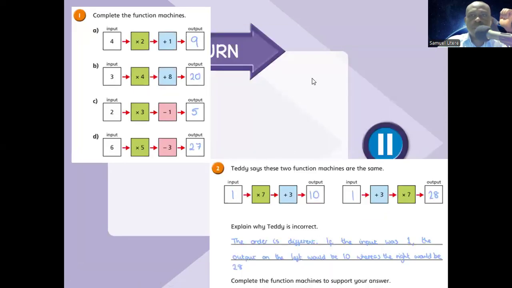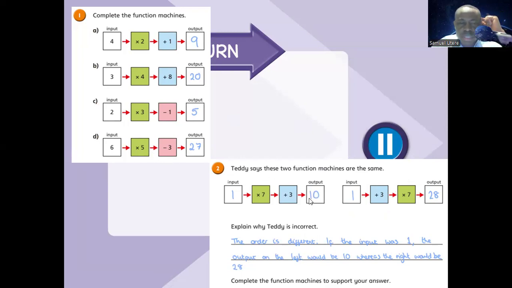So here, these are really simple function machines, two-step function machines. Here you need to multiply by 2 before you add 1. Here you need to multiply by 4 before you add 8. Here you need to multiply by 3 before you subtract 1. And here you need to multiply by 5 before you subtract 3.